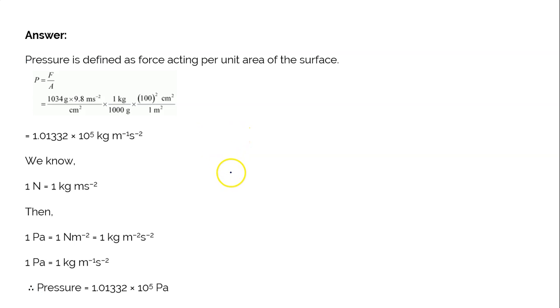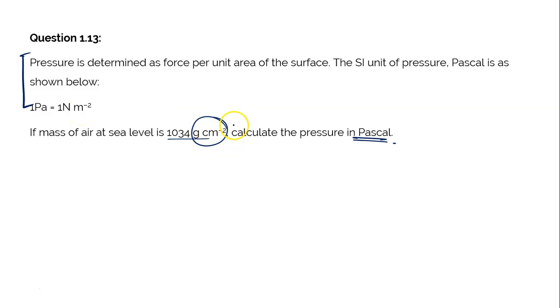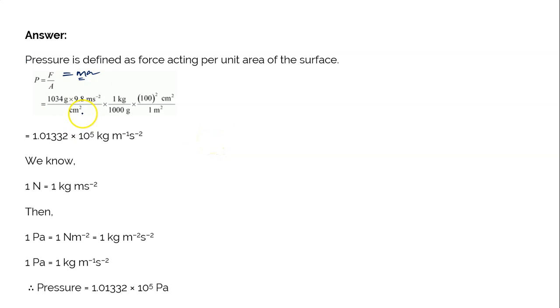Now, let's move on. We know that pressure is equal to F by A, force per unit area. And force is nothing but F is equal to MA, right? So you know what is M, you know what is A. A is a constant. So you're applying both of them in the formula. And what is the area? Centimeter square. They have given it in the question itself. Grams per centimeter square. So this is the weight of air per 1 centimeter square. So I'm taking centimeter square in place of area.